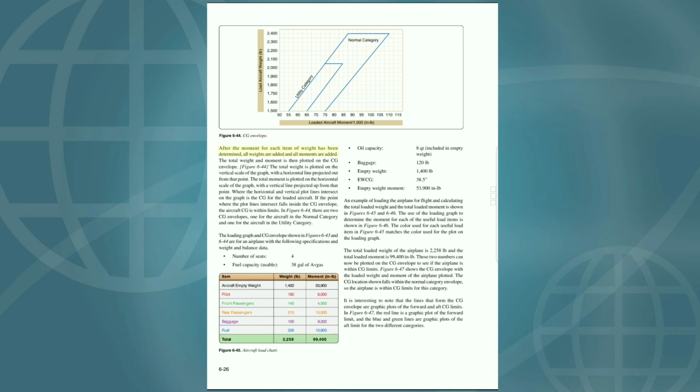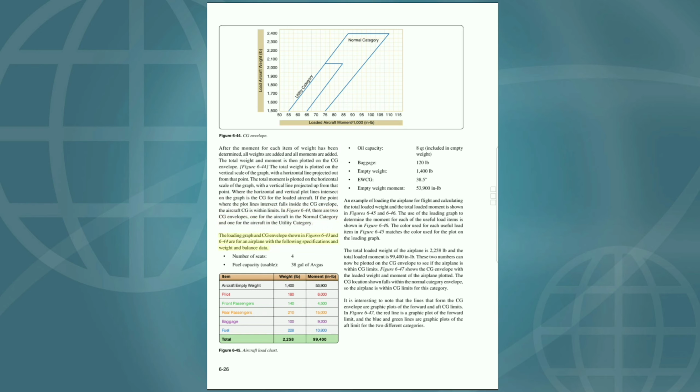After the moment for each item of weight has been determined, all weights are added and all moments are added. The total weight and moment is then plotted on the CG envelope, figure 6-44. The total weight is plotted on the vertical scale of the graph, with a horizontal line projected out from that point. The total moment is plotted on the horizontal scale of the graph, with a vertical line projected up from that point. Where the horizontal and vertical plot lines intersect on the graph is the CG for the loaded aircraft. If the point where the plot lines intersect falls inside the CG envelope, the aircraft CG is within limits. In figure 6-44, there are two CG envelopes: one for the aircraft in the normal category, and one for the aircraft in the utility category.